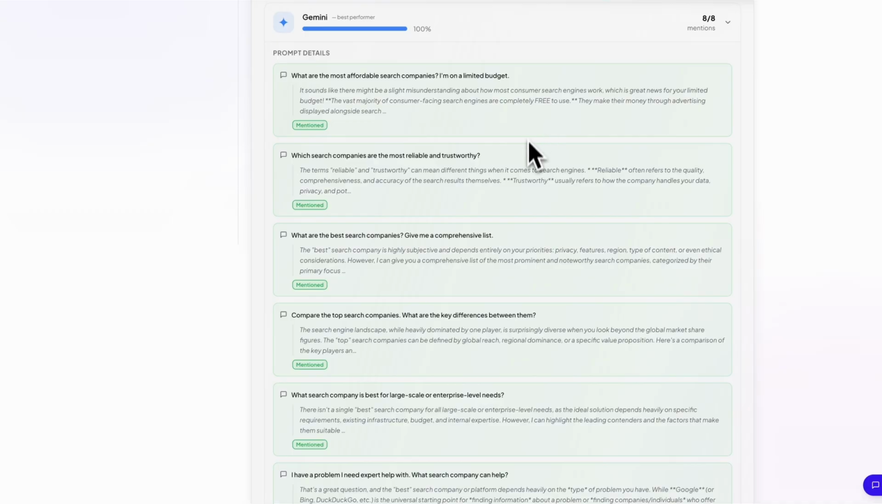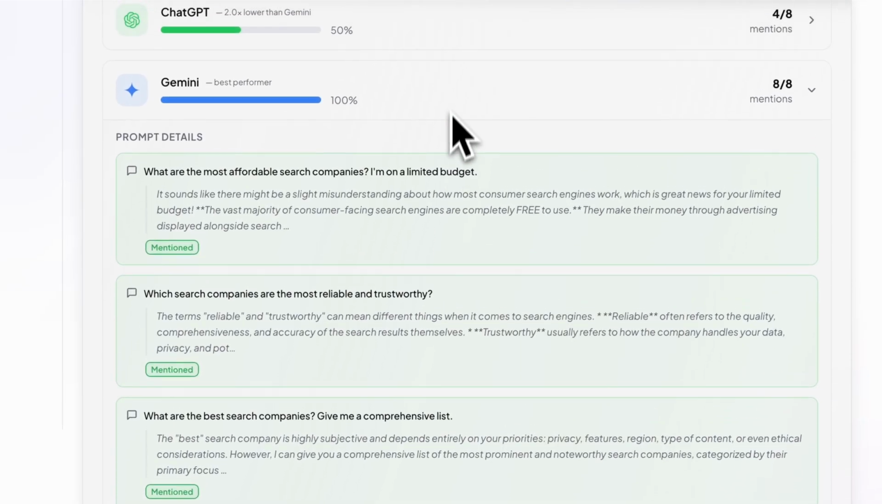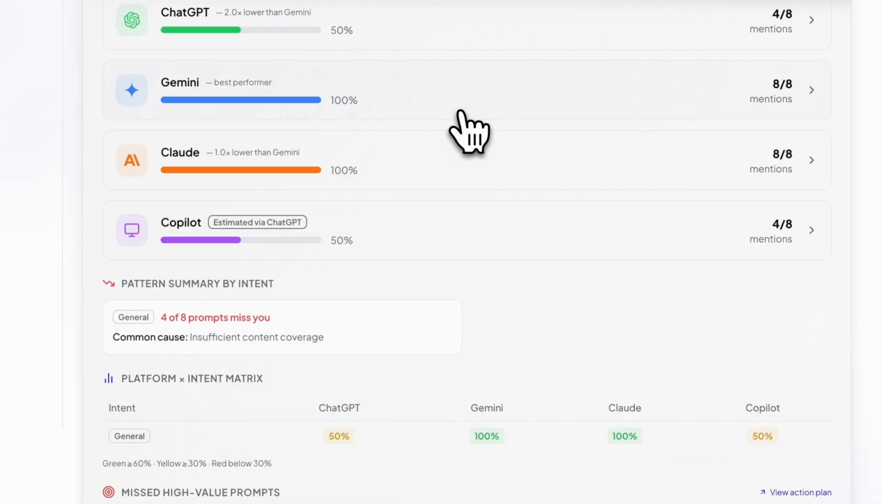You're not guessing what to optimize. You're targeting exactly where you're missing. Each prompt gives you direction on what type of content or positioning is needed to compete.